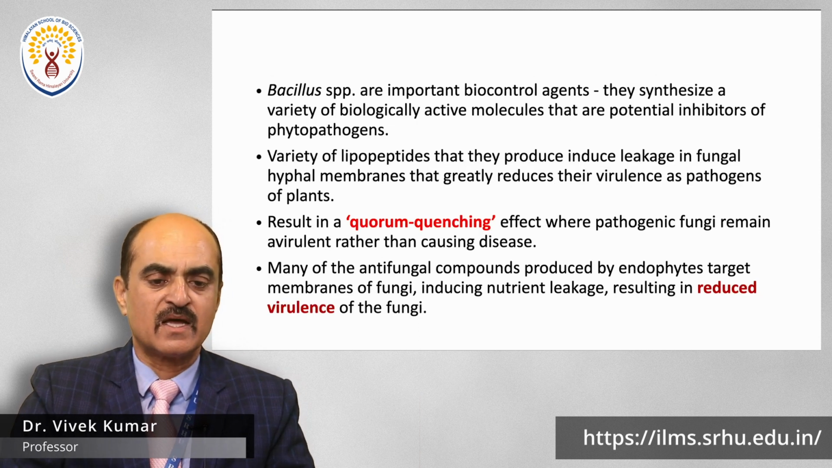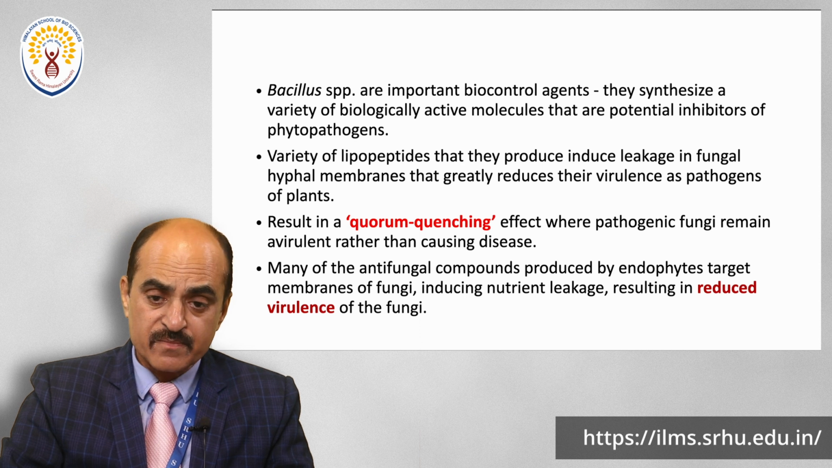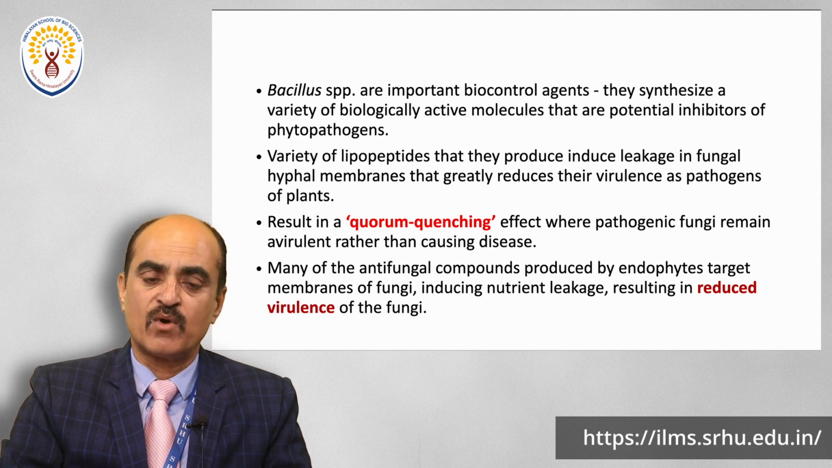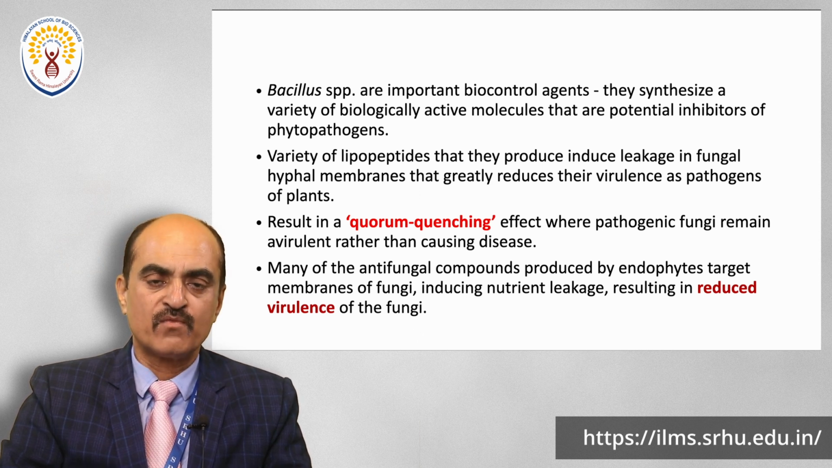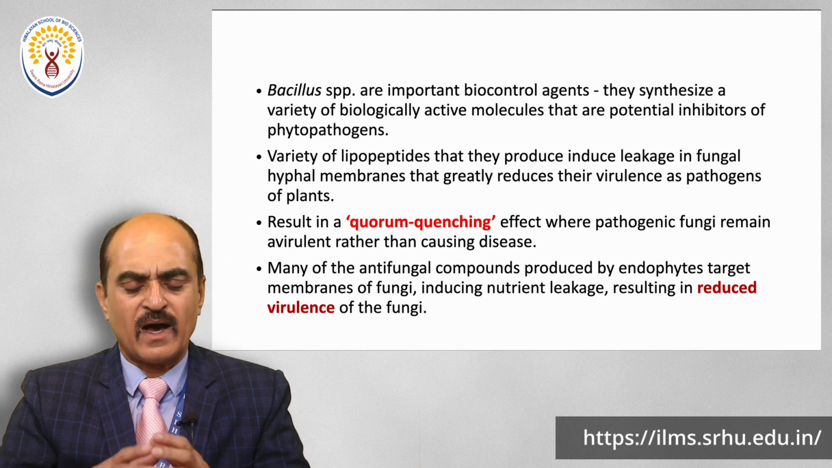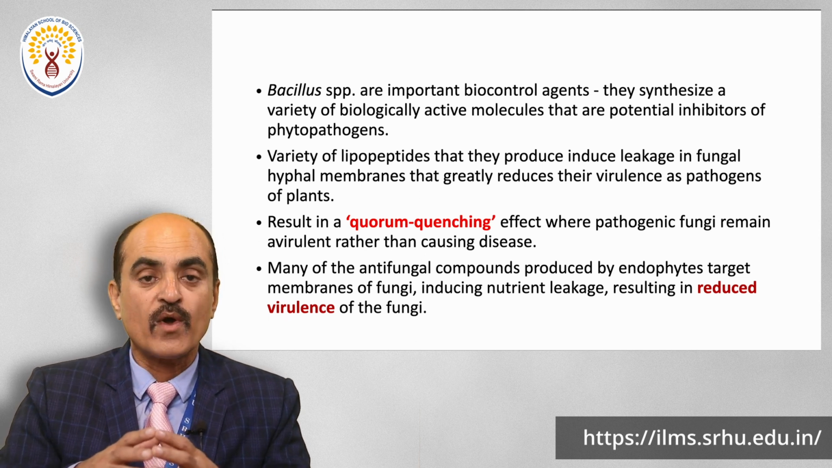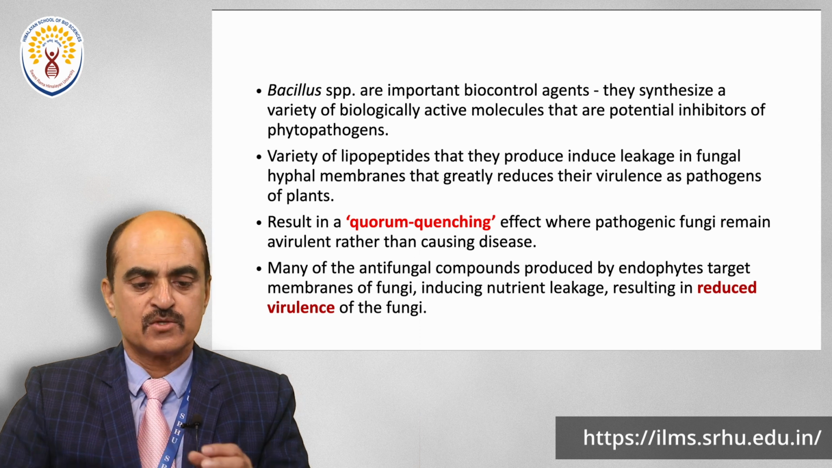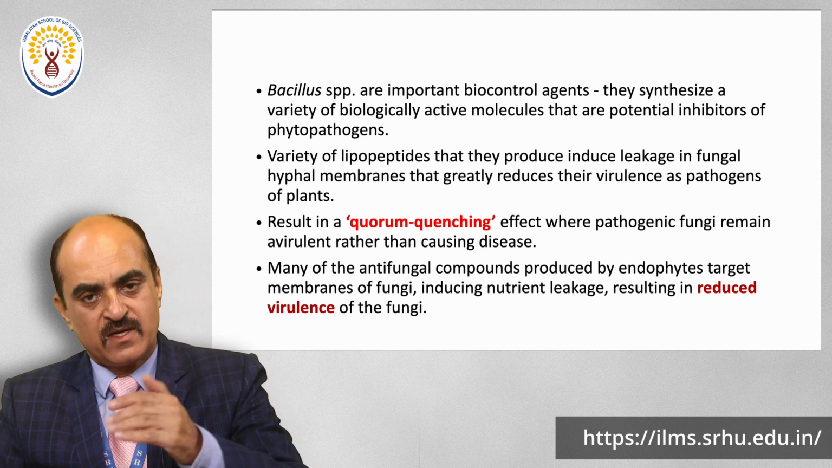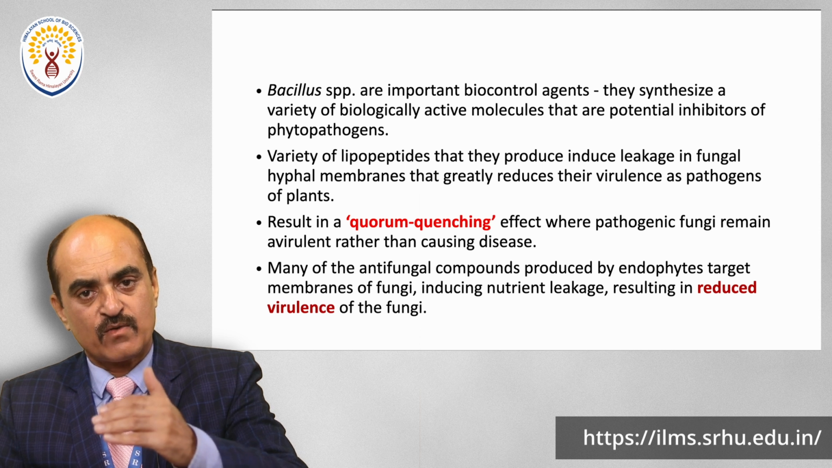The Bacillus species are considered important biological agents. They synthesize a variety of biologically active molecules that are potential inhibitors of the phytopathogens. Variety of lipopeptides that they produce cause leakage in fungal hyphal membranes that greatly reduces their virulence as pathogens of the plant. So, all these things result in quorum quenching. Quorum quenching affects pathogenic fungi so that they remain avirulent rather than causing disease. So, we can say the quorum quenching effects reduce the effect of the pathogens.